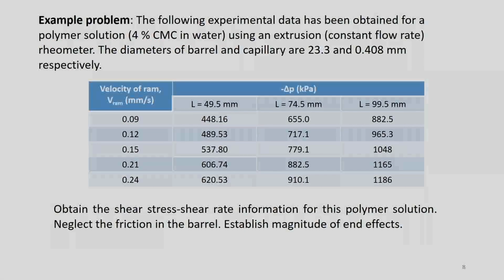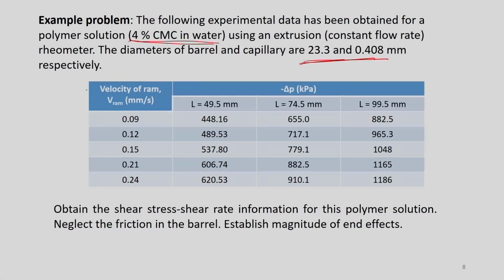So, coming to the example problem, the data shown in this table is minus delta P versus velocity of the ram for different lengths of capillary. It was obtained for a 4% CMC in water solution, using a constant flow rate, extrusion capillary rheometer. The diameter of the barrel is 23.3 mm, whereas the diameter of the capillary is 0.408 mm.